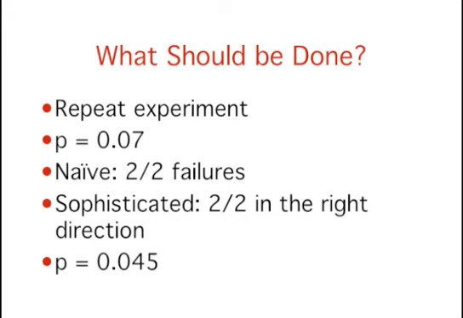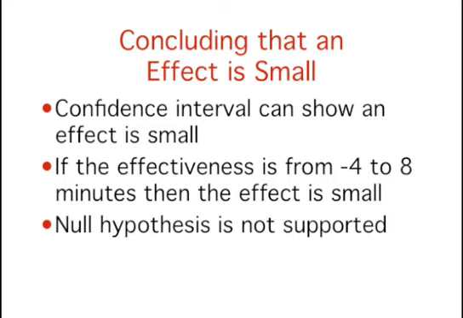For example, suppose an experiment tested the effectiveness of a treatment for insomnia. Assume that the mean time to fall asleep was 2 minutes shorter for those receiving the treatment than for those in the control group, and that this difference was not significant. If the 95% confidence interval ranged from -4 to +8 minutes, then the researcher would be justified in concluding that the benefit is 8 minutes or less. However, the researcher would not be justified in concluding the null hypothesis is true, or even that it was supported.